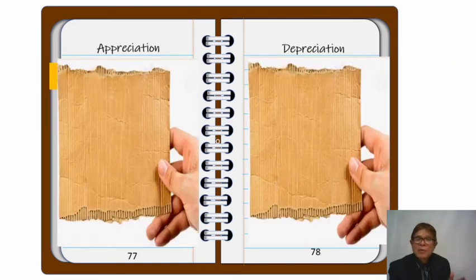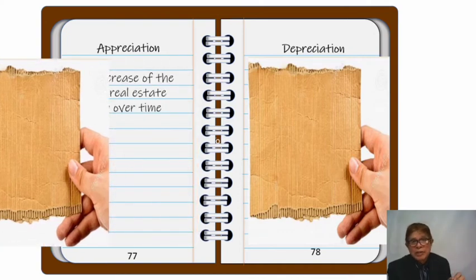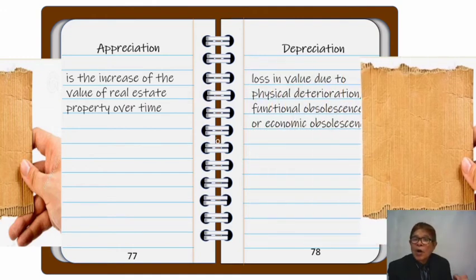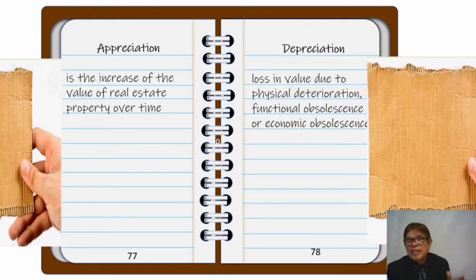I'm sure you are already familiar with appreciation and depreciation, but we will just review it so you can understand them better. Appreciation is the increase of value of real estate property over time, whereas depreciation is the loss in value due to physical deterioration, functional obsolescence, or economic obsolescence.